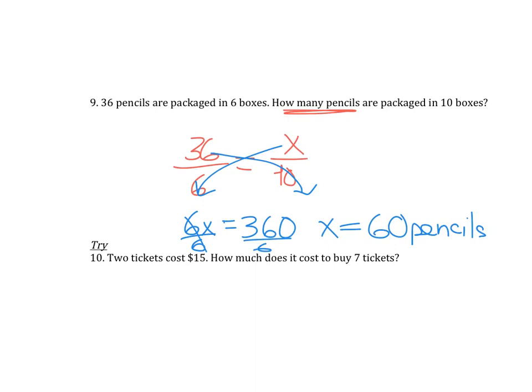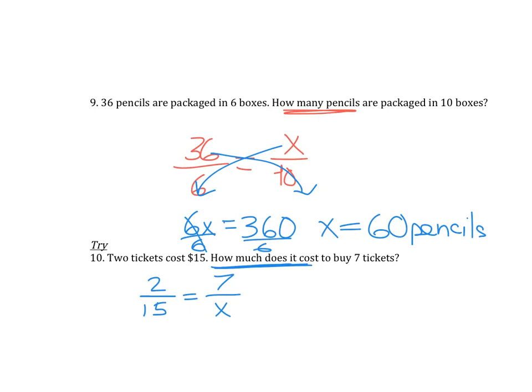All right, so we have 2 tickets for $15. So I have tickets on top, money on bottom. See, this says how much does it cost? So that means my variable is going to go down here where the money is to buy 7 tickets. So that's a little tricky there. It kind of flip-flops the sentence the second time around, but you just got to make sure we got tickets on top, money on bottom. So when the sentence flip-flops in the second one, I put it the same way.